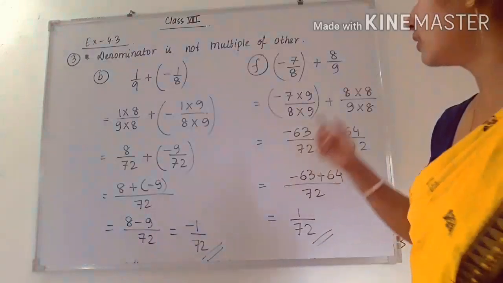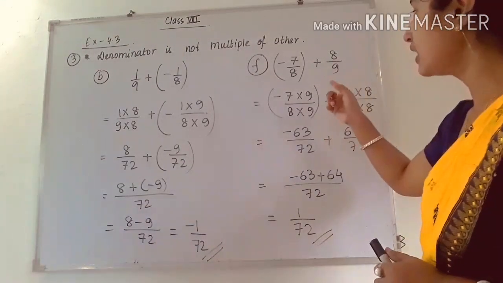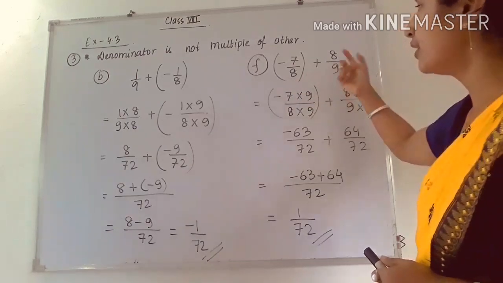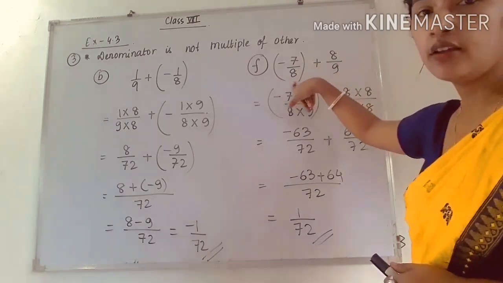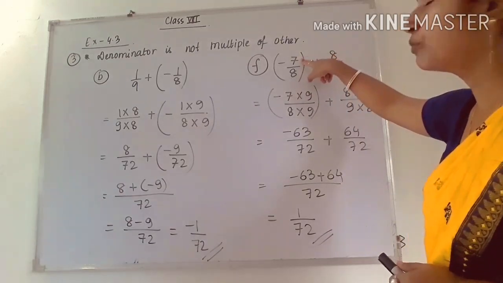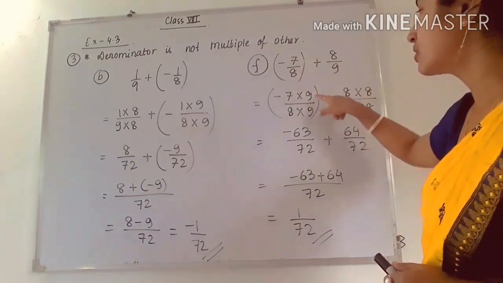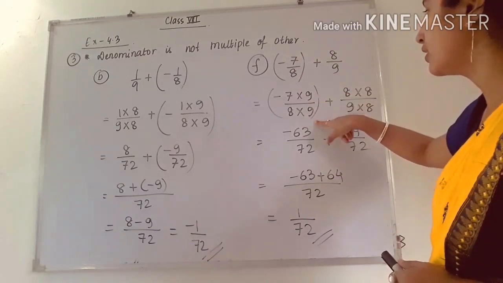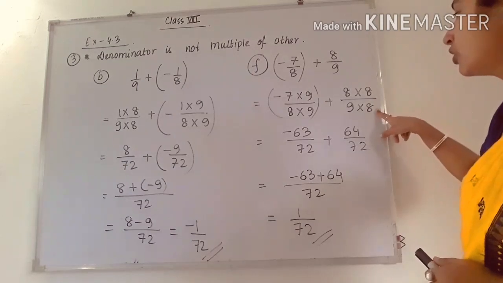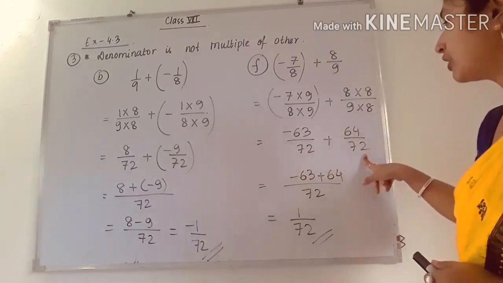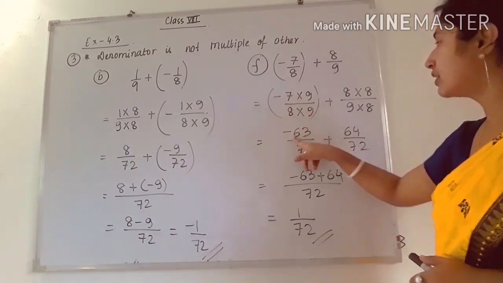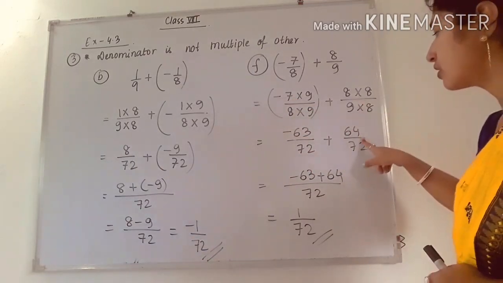A similar question I have taken is number F. See, here also one denominator is 8, another is 9. Again you have to multiply 8 with 9 and 9 with 8. Similarly in the numerator, you have to multiply with the same number. I have multiplied with 9 in the numerator and denominator. Here also I have multiplied 8 in the numerator and denominator. So 72, 72, both denominators are the same, and the numerator is minus 63 and the second numerator is 64.